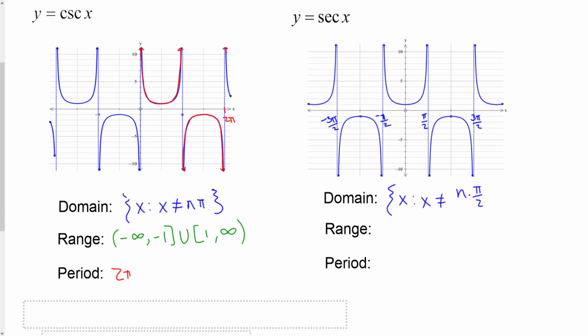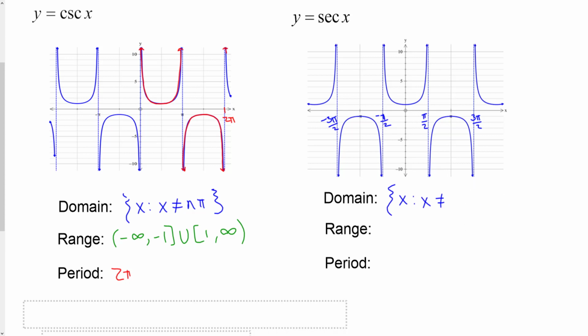Problem with that is, if you have n times pi over 2, if you plug in 0, that would be 0. So you're saying that 0 is undefined. But there's no asymptote at 0, so that doesn't count. Similarly, if you put in 2, it would be 2 times pi over 2, which is pi. But pi is defined. So this doesn't exactly work.